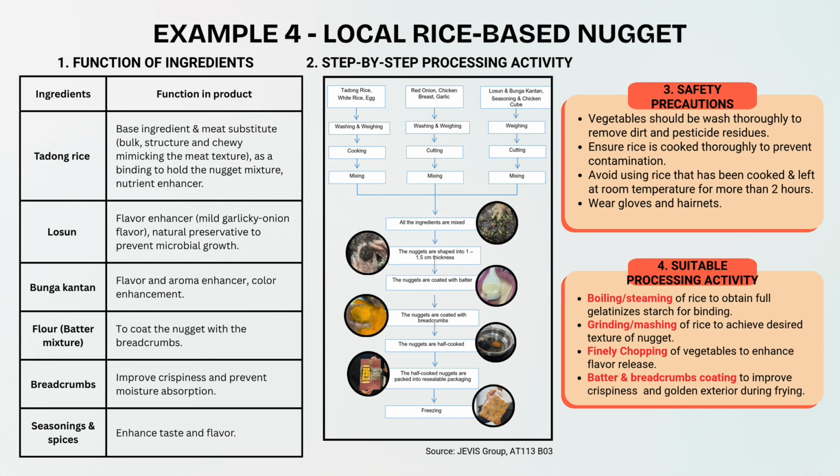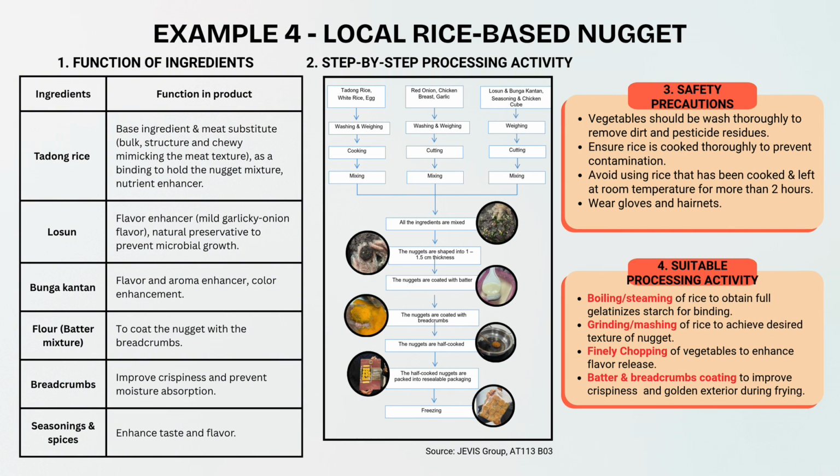The last example is the local rice-based nugget developed by the Jeevis Group from AT113 B03 for their AGB296 group project. This product is produced by local ingredients in Sabah, such as the Beras Tadong, Losun, and Kantan, and it serves as a plant-based nugget, an alternative to chicken nuggets. You may see the lists of ingredients used and their respective functions. Next is the step-by-step processing activity and the safety precautions taken.